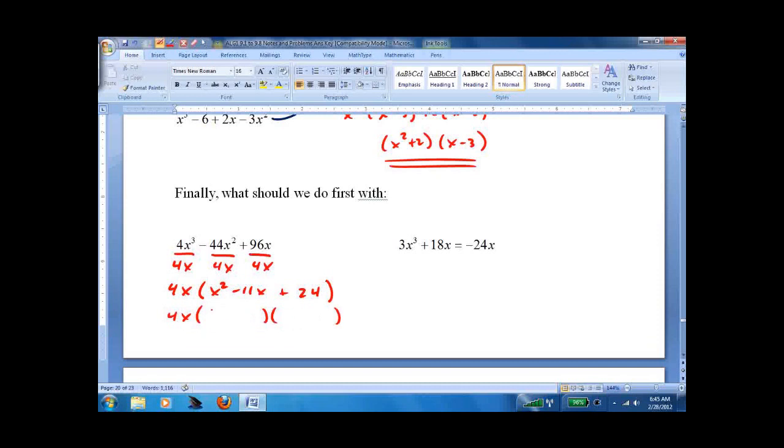Now I think I can factor this. Parentheses, parentheses, x minus, minus. I believe that 8 and 3 are going to add up to 11 and also multiply up to 24. So this is the last level of factoring. Multiple steps. Factor out a common thing first, and I'll write up rules for you shortly. This one we're actually going to solve.